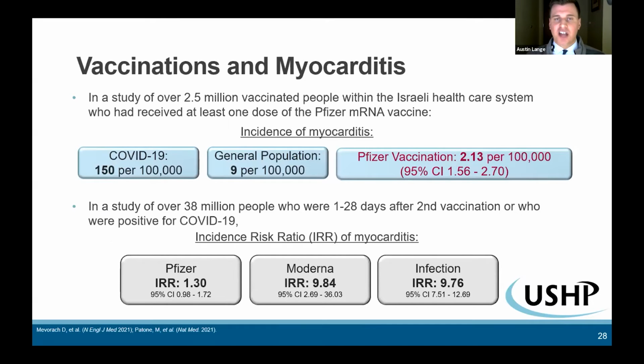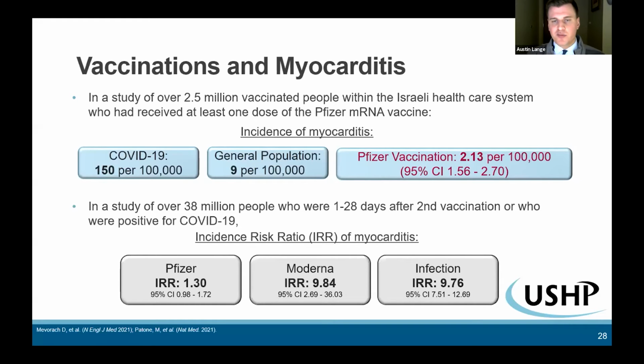There's been a lot of conversation about vaccination and whether or not there's a risk of myocarditis associated with them. So there's a study released with over 2.5 million patients in the Israeli healthcare system who had at least one dose of the Pfizer vaccine, and they showcased here the risk of myocarditis with the Pfizer vaccine was 2.13 per 100,000 as compared to the general population of 9 per 100,000, and with COVID 150 per 100,000.